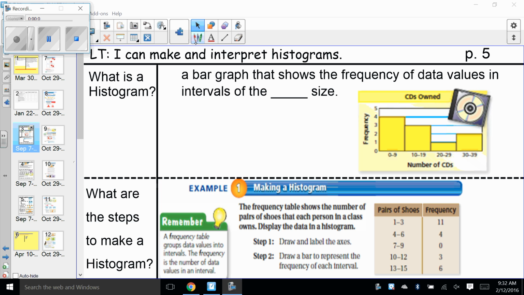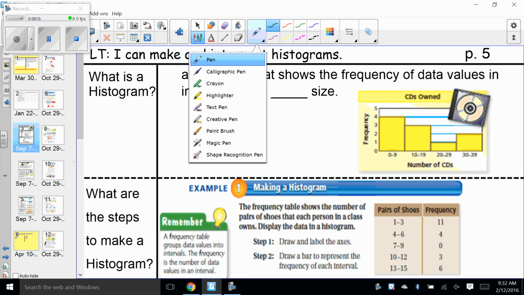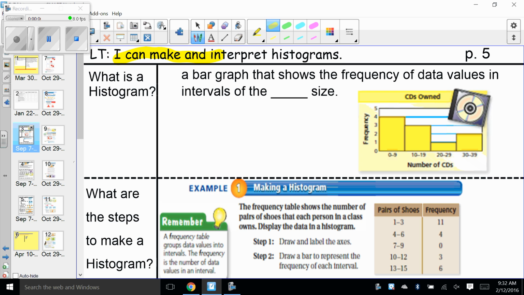Hey, seventh grade. So our learning target today is I can make and interpret histograms. So let's start by talking about what is a histogram.